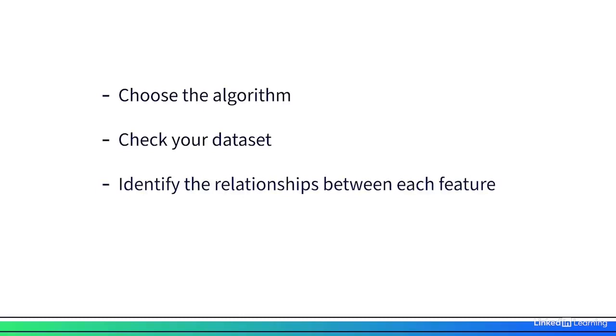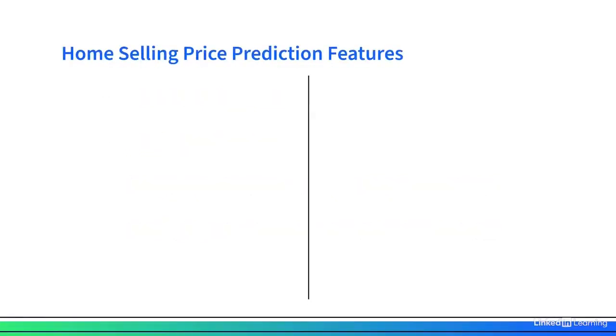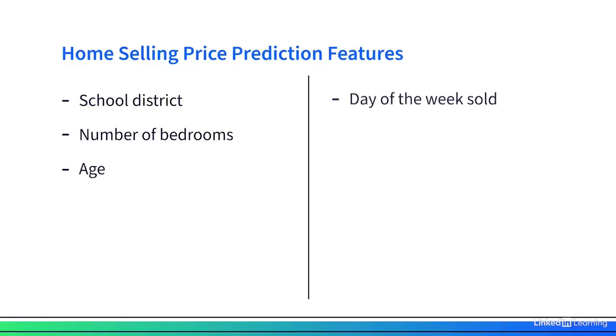Once you've landed on an algorithm, the next step is to verify that you have the data required to train the model. You'll clean and prepare the data at a later step, but you can start to identify the relationships between each feature or attribute and how they help you predict the target. For example, to predict what a home will sell for, features like school district, number of bedrooms, and age would be better predictors than, say, the day of the week or time of day the home sold. During the training process, you can explore the predictive power of features by removing and adding and exploring the impact.